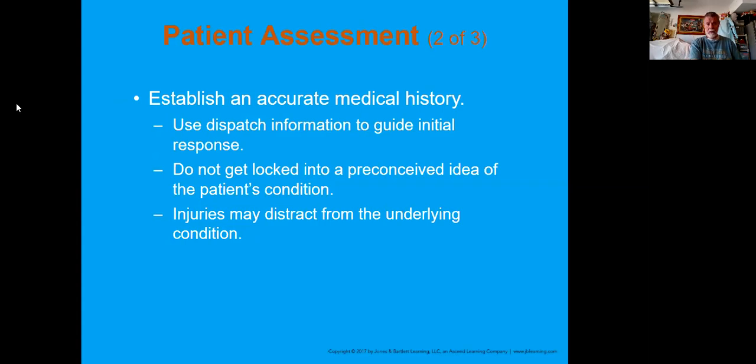But getting a medical history, that's what first happens in your call-out, right? This is that 60-year-old male that's complaining of difficulty breathing. Don't get into this preconceived notion either. Yeah, someone's having a hard time breathing, but what can be one of the causes of that?